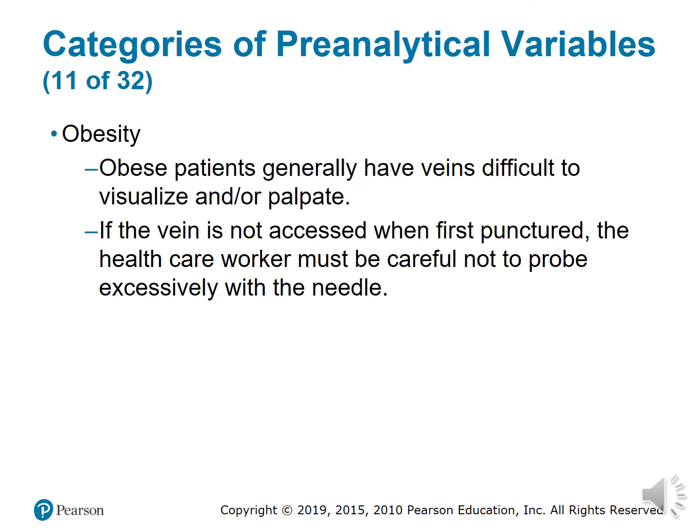Obese patients generally have veins that are difficult to visualize and/or to palpate. If the vein is not accessed when first palpated, the healthcare worker must be careful not to probe excessively with the needle. Right? We talk about how if we feel the vein and we go in to perform venipuncture and we miss the vein, we can pull back on the needle, redirect, and try to hit the vein again. You just want to be more mindful of that when you're dealing with a patient that is obese. Because you definitely don't want to have that needle in their arm moving around with no sense of direction, because you can't physically visualize a vein, and you definitely wouldn't want to hit an artery.